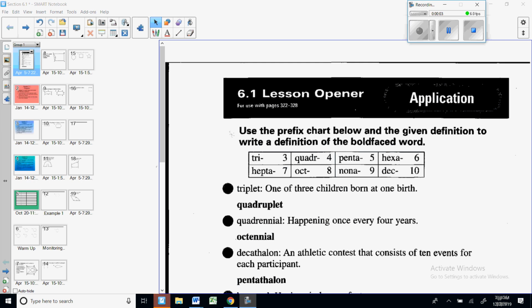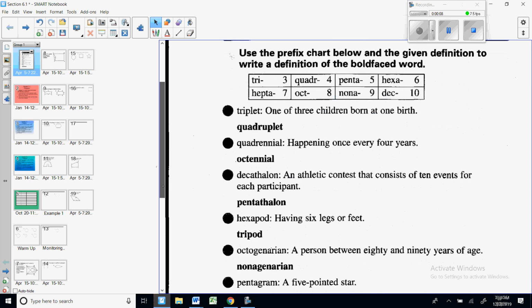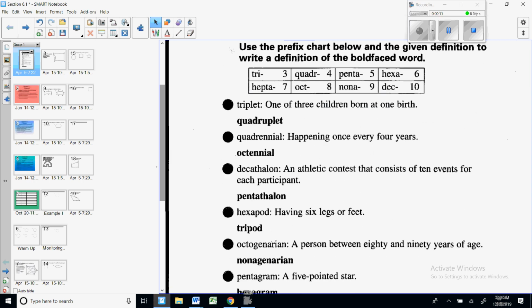When looking at the prefix chart that you see up here on the board, you can take a look and determine the meanings of different words based off of the prefix. And the prefixes that you see here of tri, quadra, penta, hexa, hepta, oct, nona, and dec are all numerical prefixes for certain words. For example, a triplet is one of 3 children born at birth.